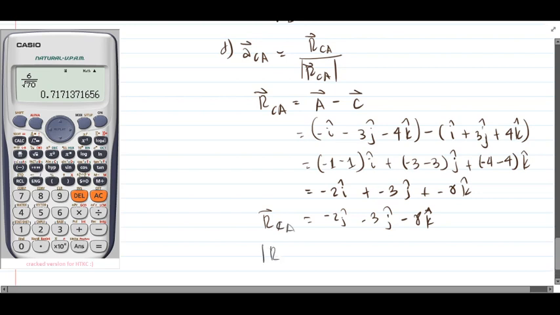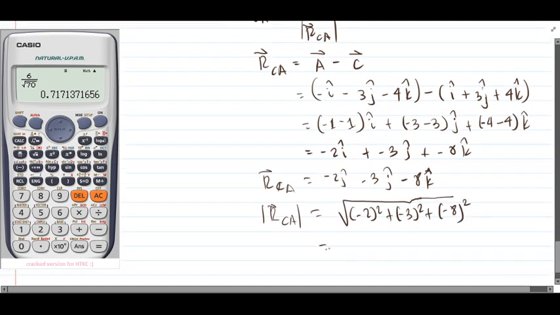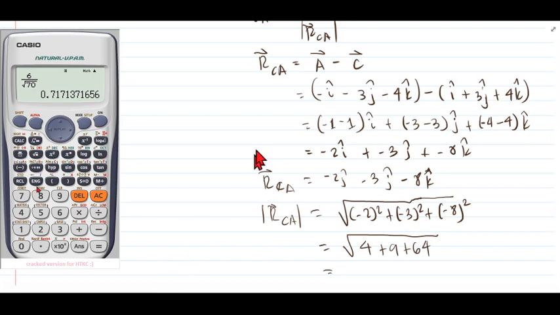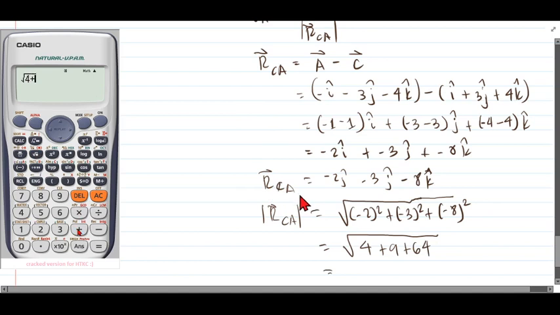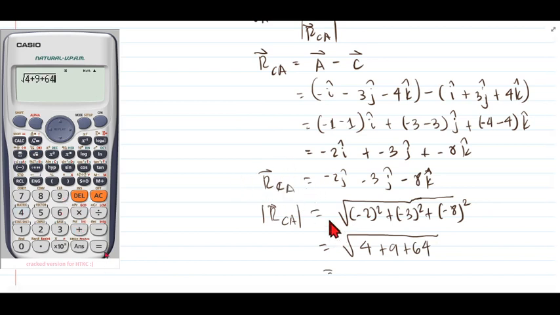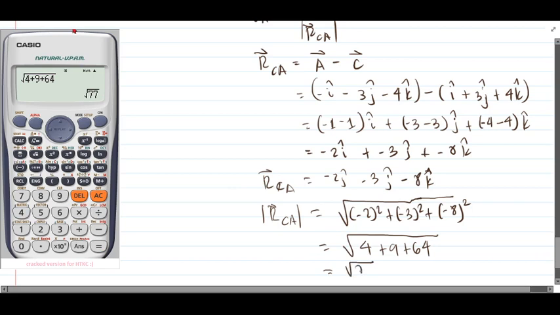Then the magnitude of our vector RCA would be equal to square root of negative 2 squared plus negative 3 squared plus negative 8 squared. So this will be equal to the square root of 4 plus 9 plus, 8 that will be 64, no? So we will use our calculator. Square root of 4 plus 9 plus 64 will be equal to square root of 77.